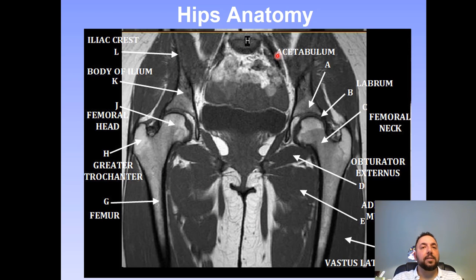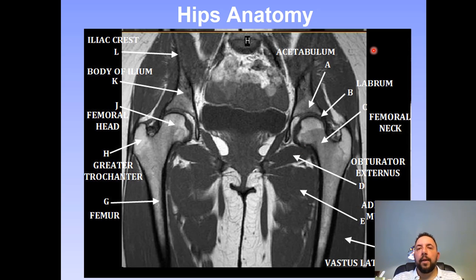A very common anatomic question that could be asked: the iliac crest on the T1, the body of the ilium, femoral head, greater trochanter, the femur, the vastus lateralis muscle, the adductor muscles, the obturator externus muscle, femoral neck, labrum, and acetabulum. Please know this slide from an anatomic standpoint. And it's very important for you clinically.